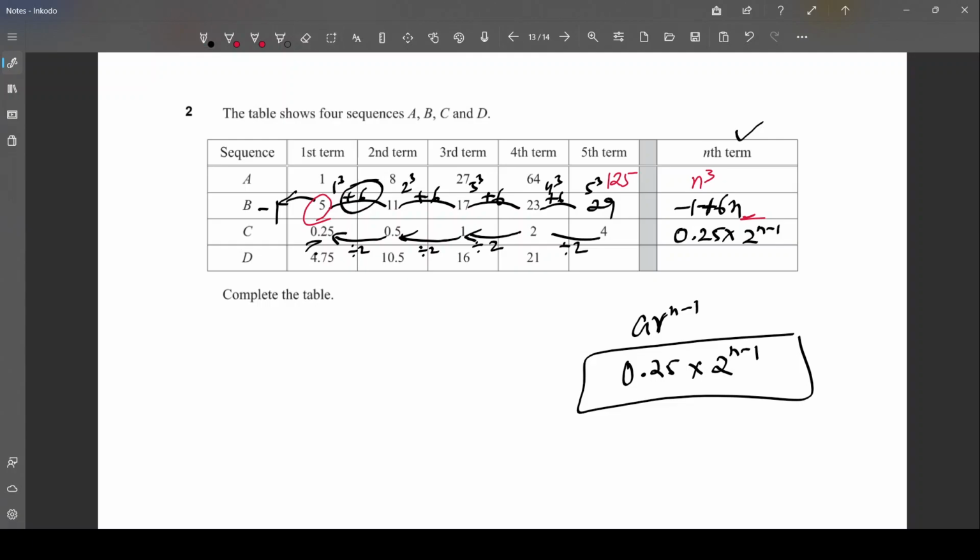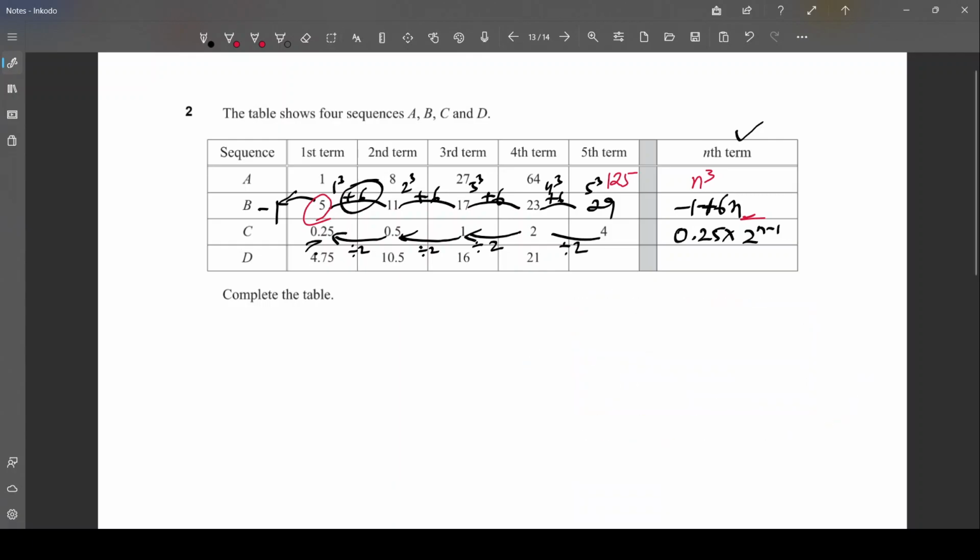So at last, you should know these formulas: a r^(n-1) for the geometric sequence with a common ratio, and a plus (n minus 1) times d for the common difference. Okay, the next question we will do. I need some space here, so I'll write this.